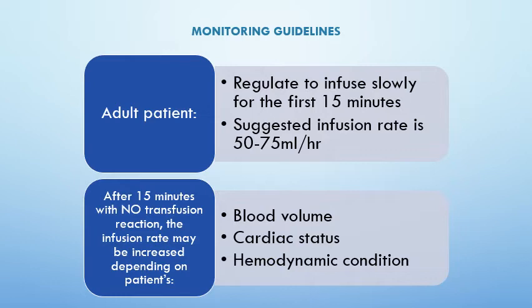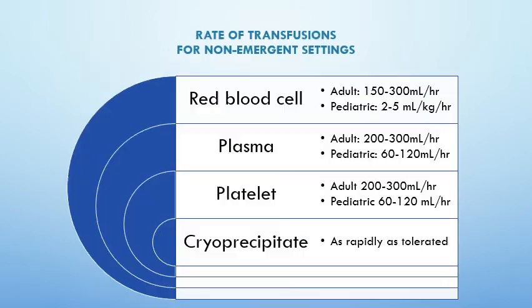If you have not seen a transfusion reaction after the first 15 minutes, you can increase that rate depending on the patient's blood volume, cardiac status, and hemodynamic condition. Per central policy, the rate of transfusions for non-emergent settings are as follows. For red blood cells, your adults will get them at 150 to 300 milliliters per hour. Pediatric is going to be 2 to 5 milliliters per kilogram per hour.